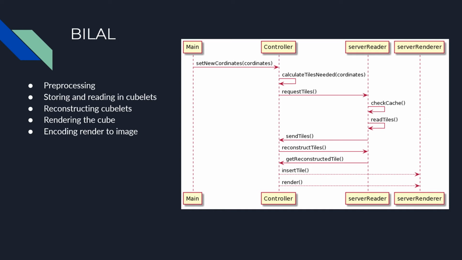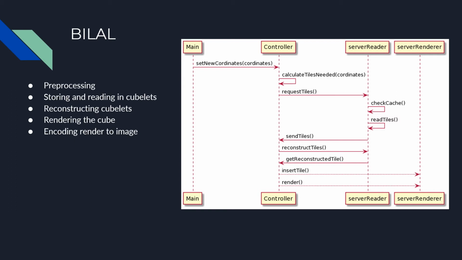After the server checks the cache, if needed cubelets are not in memory, it reads from the disk. With the threshold of 1 gigabyte, there are going to be more than 1000 cubelets, and these cubelets need to be constructed into one big cube. A reconstruction algorithm has been implemented for this purpose.